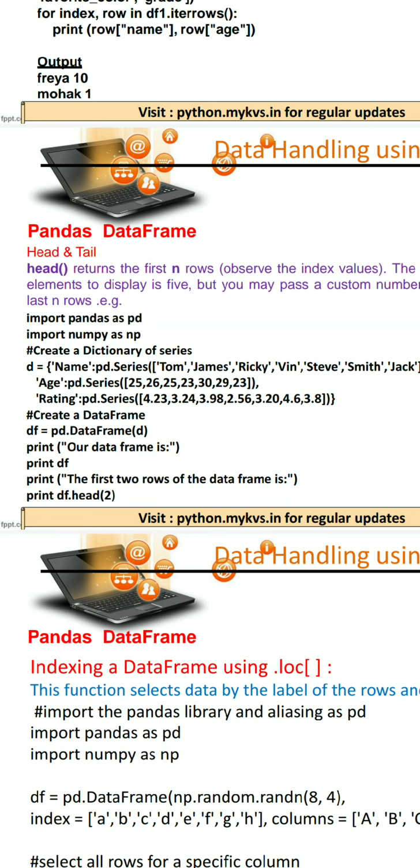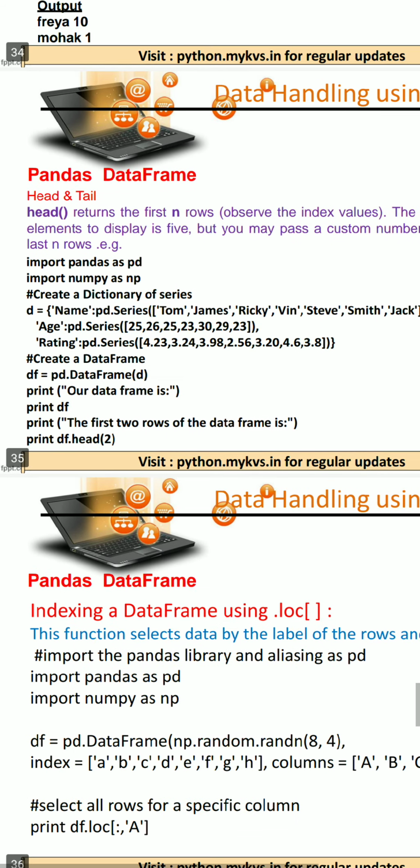There are two methods, head and tail, which are available with series also. The head method is used to extract some part of the beginning of the data frame. Suppose we have 10 rows in a data frame and we want to extract only the first 4 rows, the topmost rows. In that case we will have to use the head method. And if we want to access the last 4 rows or last 3 rows, we will have to use the tail method.